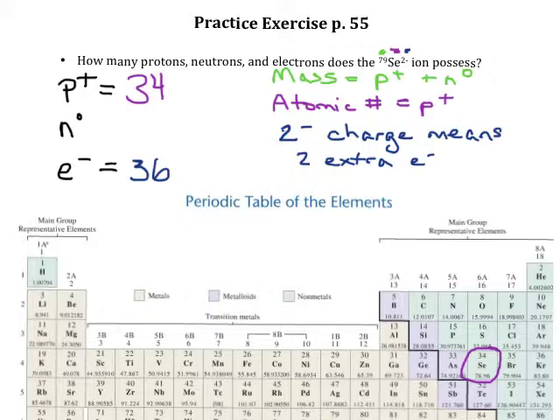So the last thing we need to solve for is the number of neutrons. And again, we should remember that the mass number is equal to the protons plus the neutrons. So if we look, that mass number up there is 79. So that means that 79 is equal to the number of protons, which we know is 34, plus the number of neutrons. And if we solve that, we should be able to figure out that the number of neutrons in this substance is equal to 45.